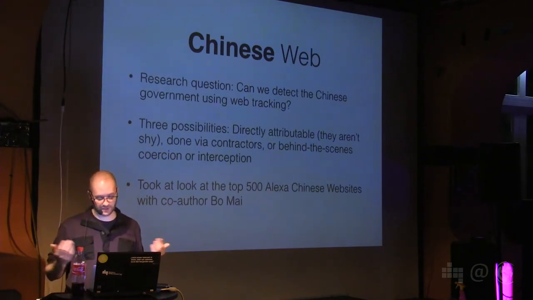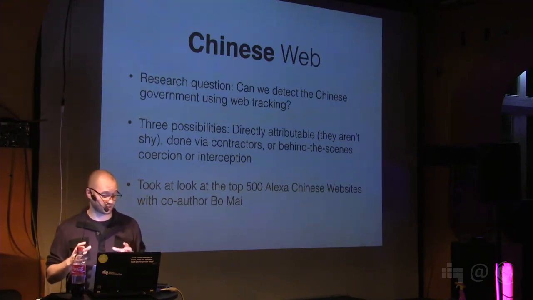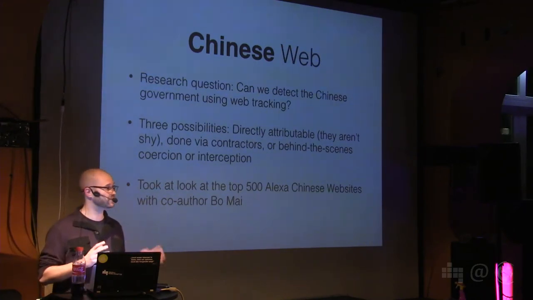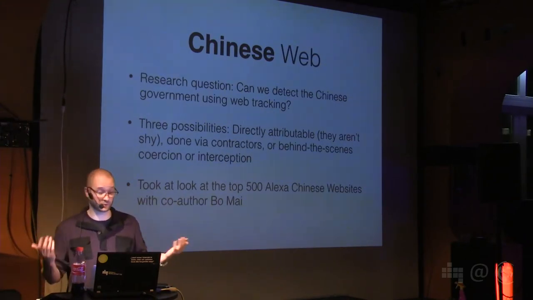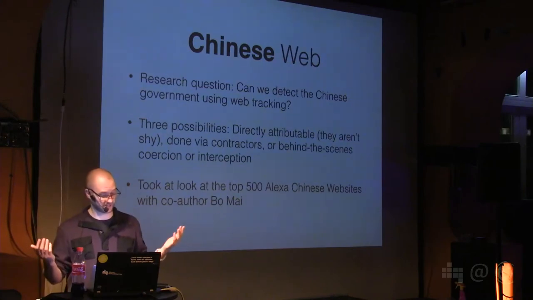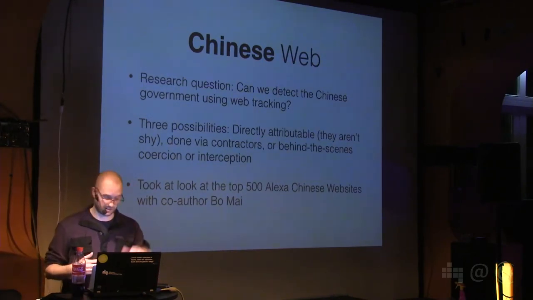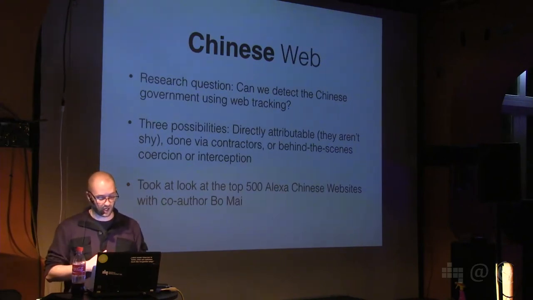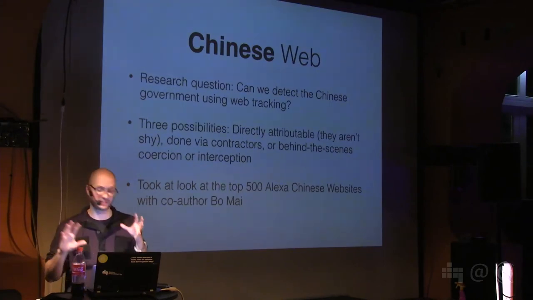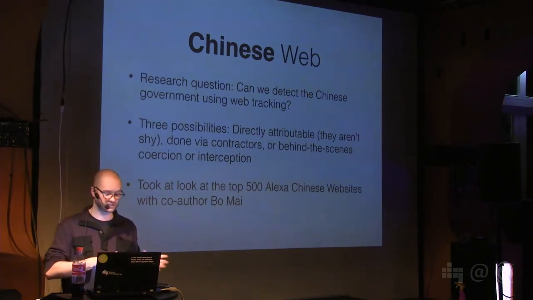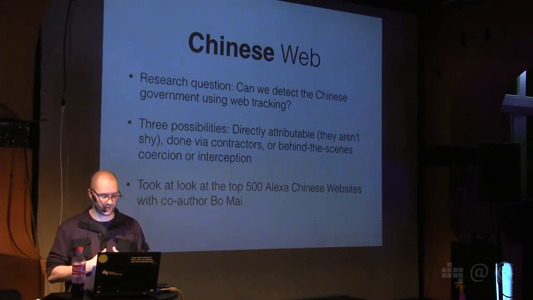So three possibilities. One is that we could find a way that was directly attributable to the government, which wouldn't be as surprising as you would think. They're not really that shy about the fact that they manage the internet there. The government's not afraid to just tell people that's what's up. Second, you could do it with contractors, like the quote before showed. And the last one is there could be behind-the-scenes coercion or interception. That's not something we're going to see without a Chinese Edward Snowden, but we can narrow down possibilities and figure out if that's what's likely happening.